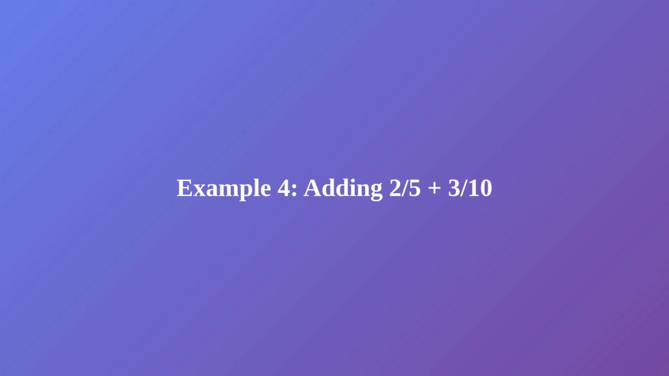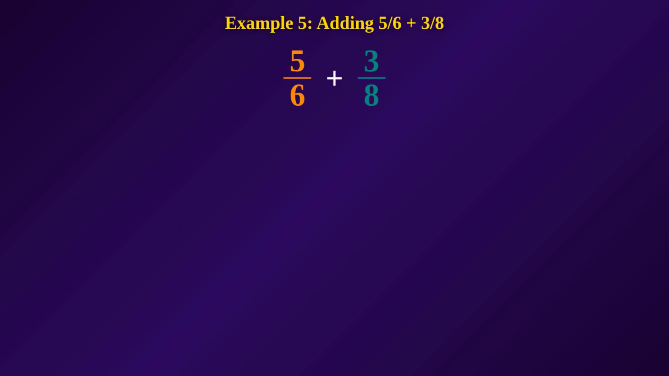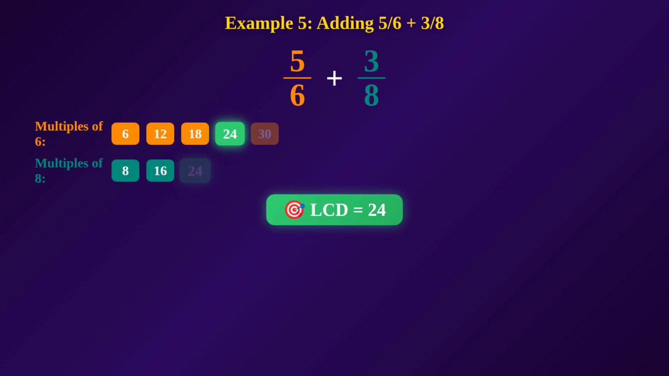2 times 2 is 4. 2/5 becomes 4/10. Now add 4/10 plus 3/10. Add the tops. 4 plus 3 is 7. Our answer is 7/10. See how noticing that one denominator divides into the other saves you time? That's a pro move. Let's tackle a slightly trickier one.